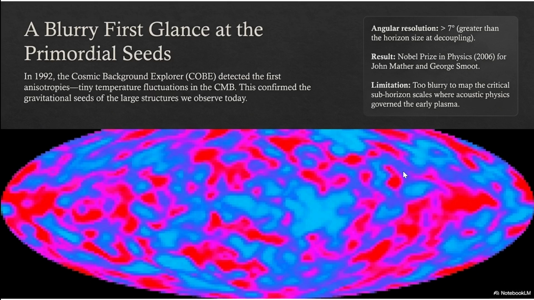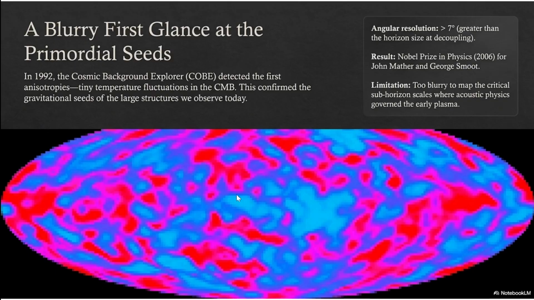And as a result of this work, John Mather and George Smoot were awarded the 2006 Nobel Prize. So this was, not immediately, but still 14 years after the measurement by COBE leading to the Nobel Prize is still pretty quick. And again, these temperature variations are really the seeds, or these overdensities, that lead to the formation of large-scale structure observed today.